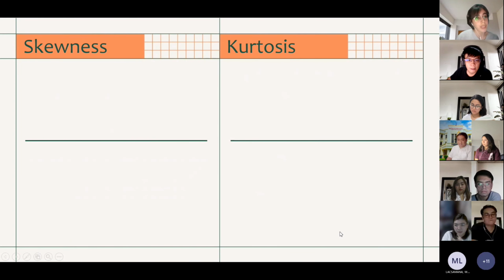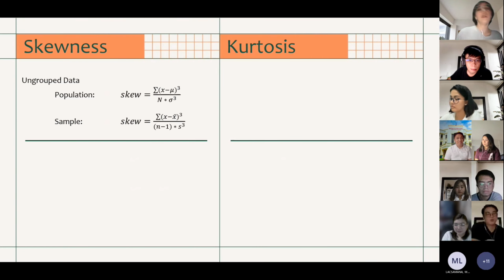Okay, now we'll be giving naman the formulas for both skewness and kurtosis for n group data.